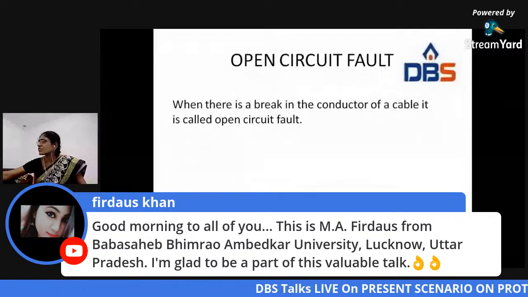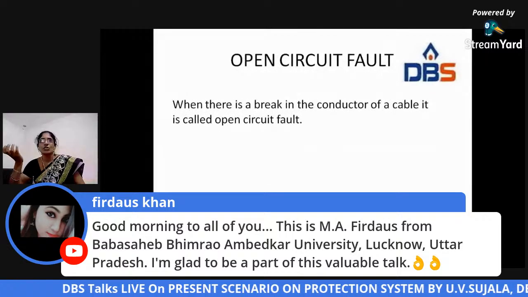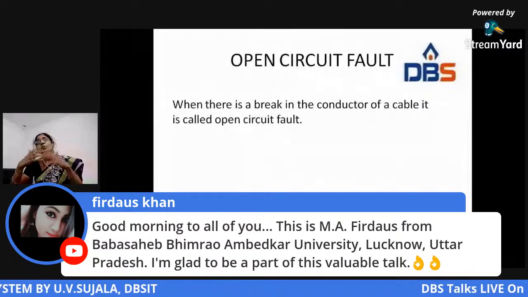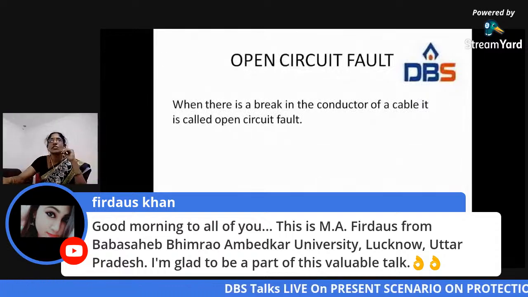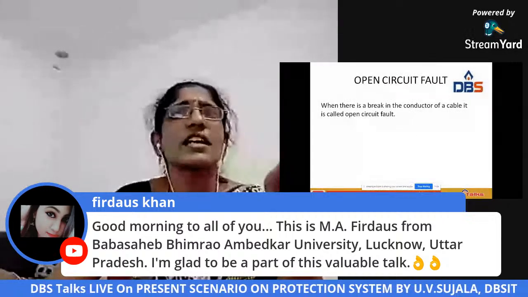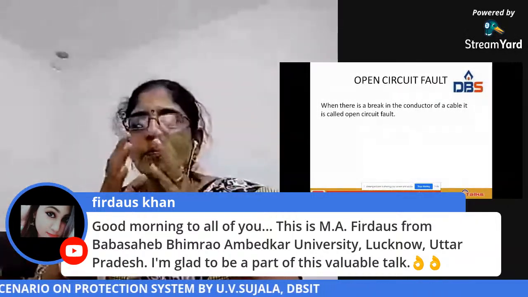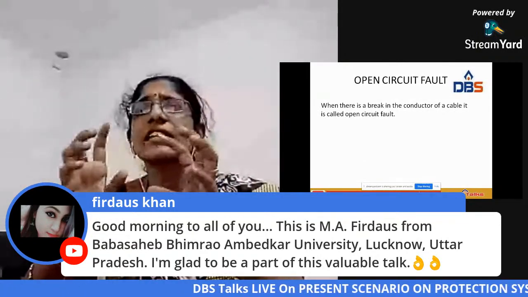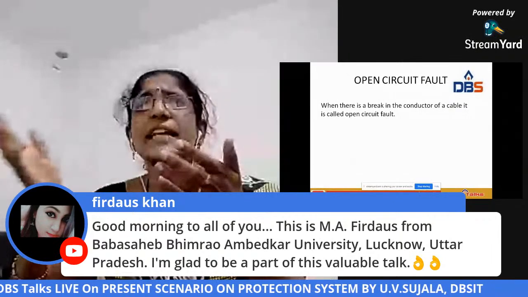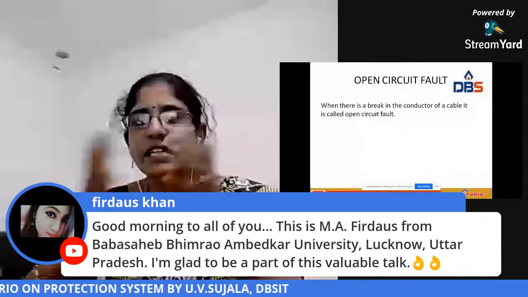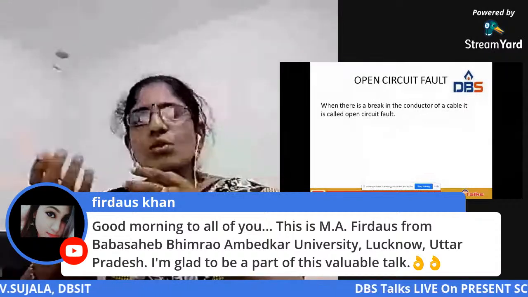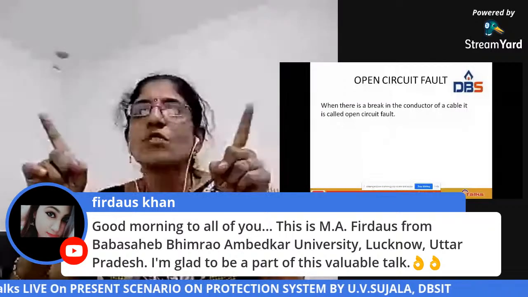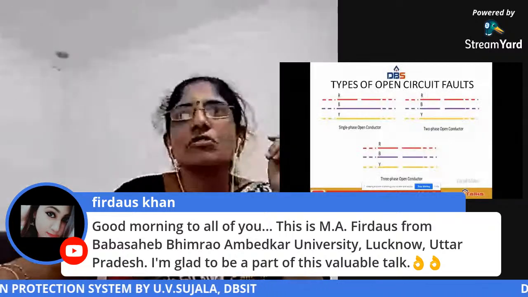Generally, I have told that there is an open circuit fault and a short circuit fault. We have to protect from these faults. An open circuit is where there is a break in the conductor. That means if three wires, three phases, must be there, and one phase is open, it will be an open circuit fault.